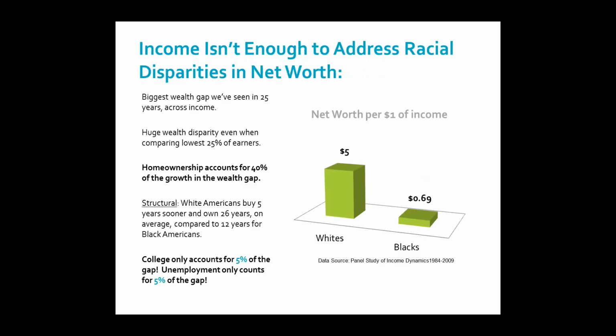So white Americans tend to buy 5 years sooner and own 26 years on average compared to 12 years for black Americans. And it also shows that college only accounts for 5% of the gap. Unemployment is only 5% of the gap. Home ownership actually accounts for the vast majority of the growth in the wealth gap compared to other indicators.